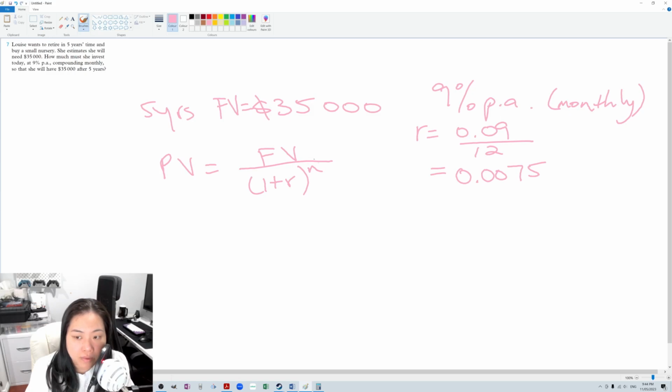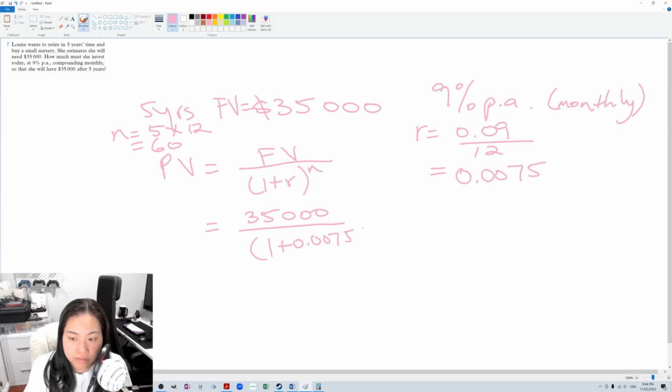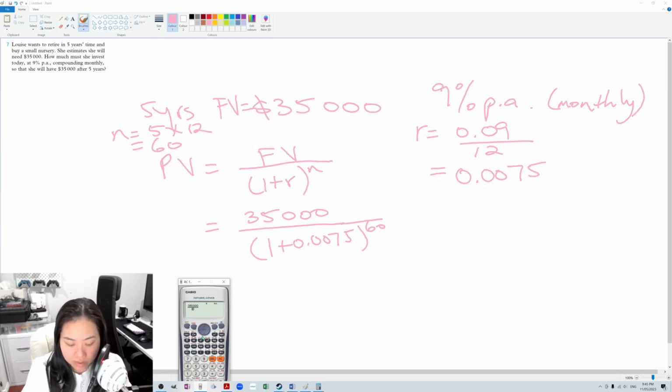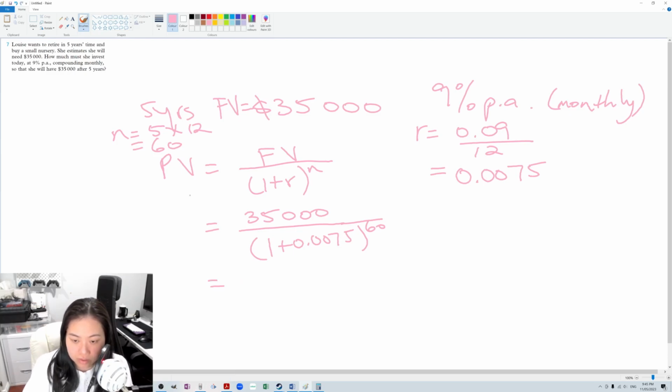The n, the number of times the interest rate is going to apply, is going to be 5 times 12, because it's 5 years and there are 12 months in every year, and the interest rate applies each month. So that will be 60 times the interest rate is going to apply. Therefore, the present value is going to be 35,000 over 1 plus 0.0075 to the power of 60. So 2, 2, 3, 5, 4, 4, 9.